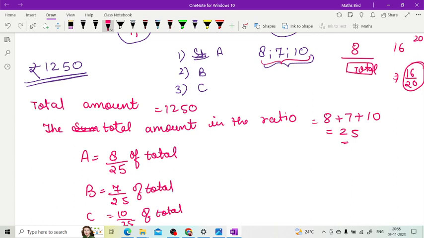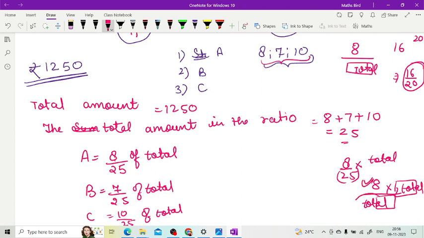Why are we writing this now? Why am I writing here 8 upon 25 of total? Now see, of means multiply. Here you will write total. This is also total. 25 is also total, right? In the ratio form it is total. Now see, we know that if we multiply anything here, we also have to multiply it here. So we are multiplying total here also, right? But it is in ratio form, so in the denominator we will write ratio, but in the numerator we will write the total amount.